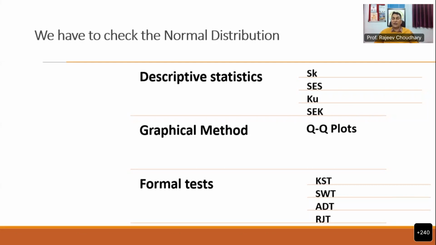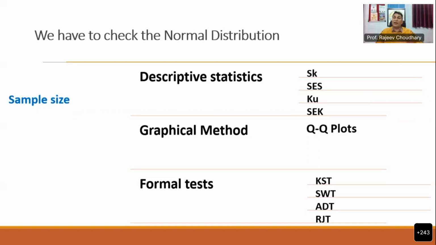In the field of social sciences, as well as in the field of biomedical sciences, different researchers use the software SPSS, Statistical Package for Social Science. SPSS provides us the facility of only the first two tests: KST, the Kolmogorov-Smirnov test, and SWT, the Shapiro-Wilk test. We have three methods: descriptive, graphical, and formal. One more important point is that testing normality depends on sample size.